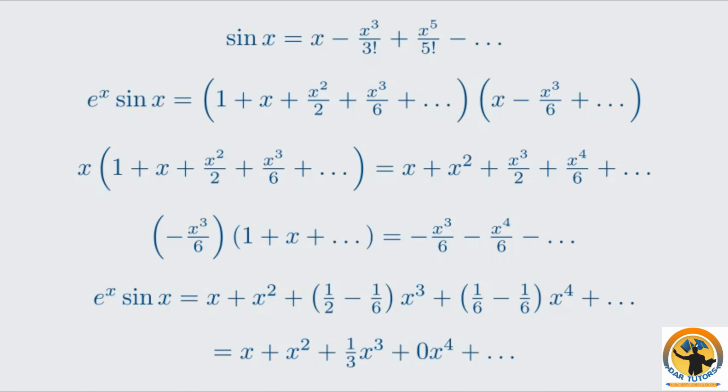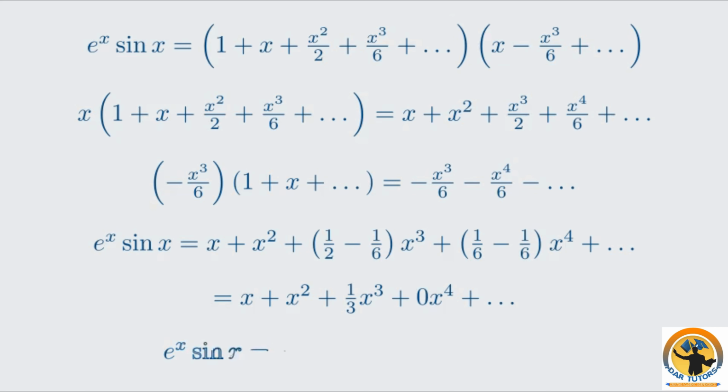We would need to include the x to the fifth term from the sine x series and the x to the fourth term from the e to the x series to find the x to the fifth term of the product. The first four non-zero terms are x squared, x cubed over 3, and x to the fifth over 30.